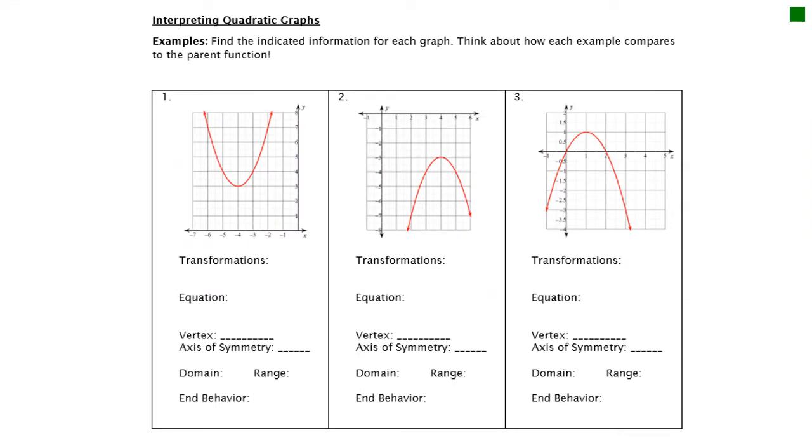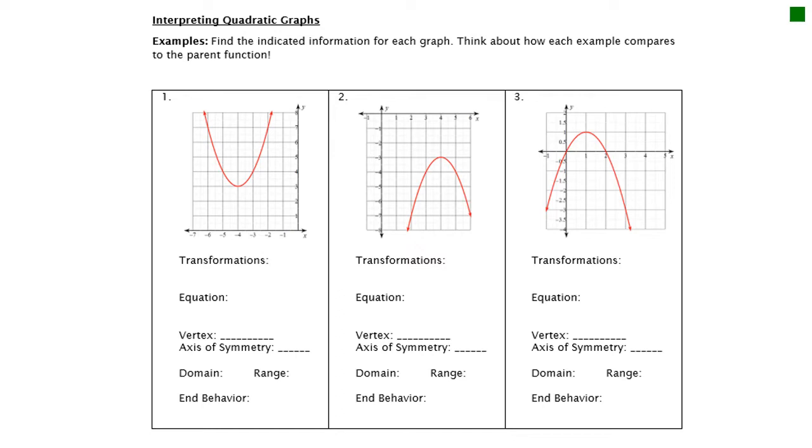We're going to find the indicated information for each graph, and then we're going to compare it to the parent function. And that's really what this unit is all about, is comparing all of these graphs back to their family of functions. All right, so for the first one, what I like to do first is find the vertex of the graph.